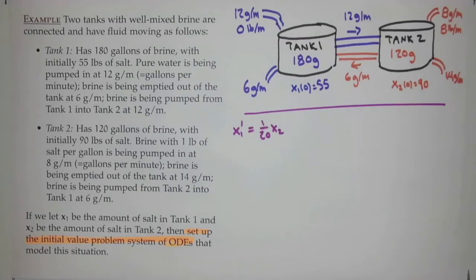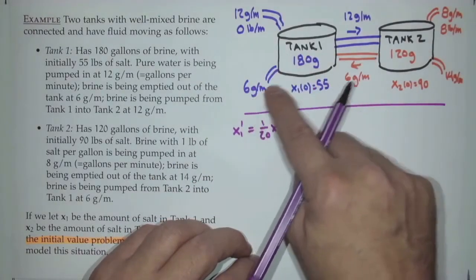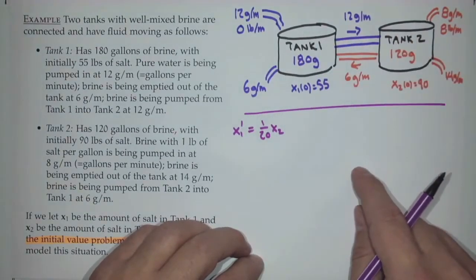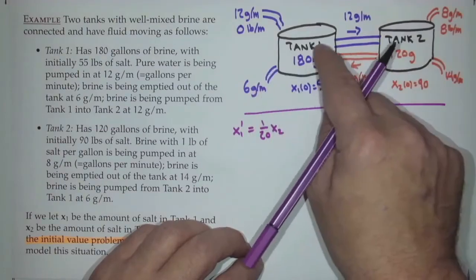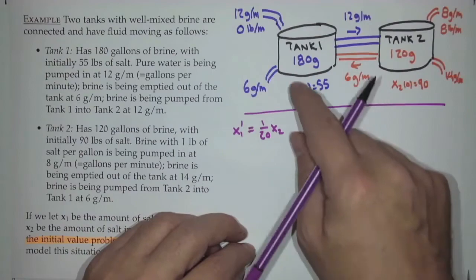Okay, how about what leaves? Well, there's 2 places we're leaving. We're going out, being drained, and then we're moving into tank 2. Do I really need to differentiate these 2? No, because in both cases it's just leaving. How much total is leaving?